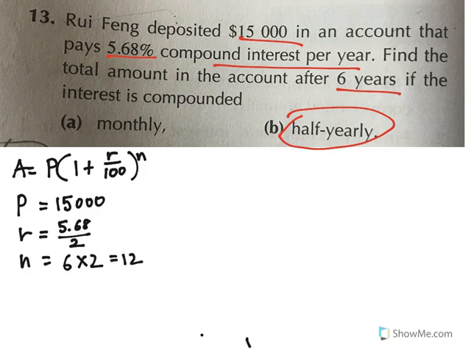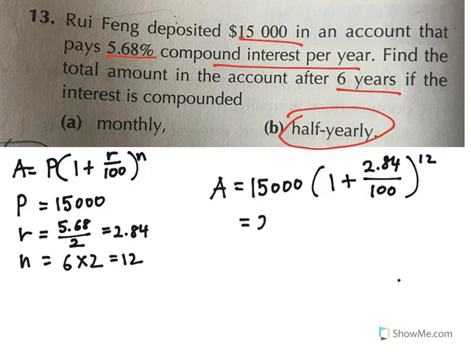So this is what you get. So substitute these things into your formula and this is what you get. So remember, round off to 2 dp.